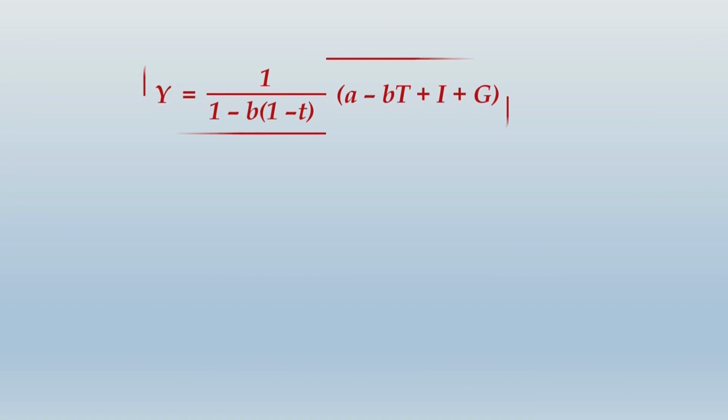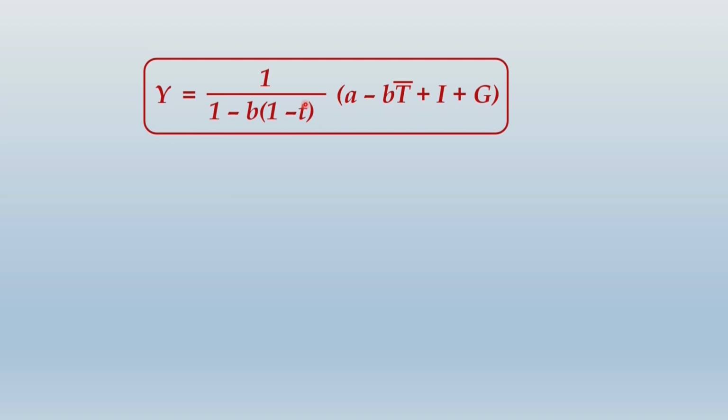Let us move ahead and now write up that last line. So y will be equal to 1 upon 1 minus b into 1 minus t, multiplied to a minus b into t bar plus I plus g. So actually speaking, in this term you are multiplying this factor to obtain the value of y. So obviously we will be considering this as the multiplier.